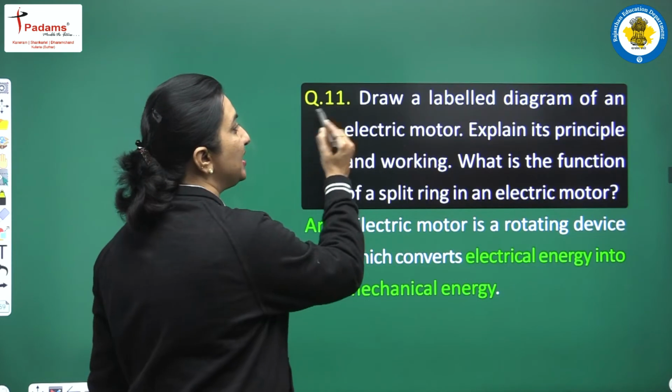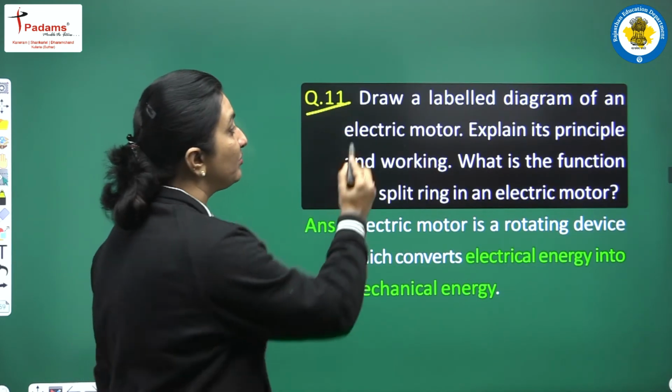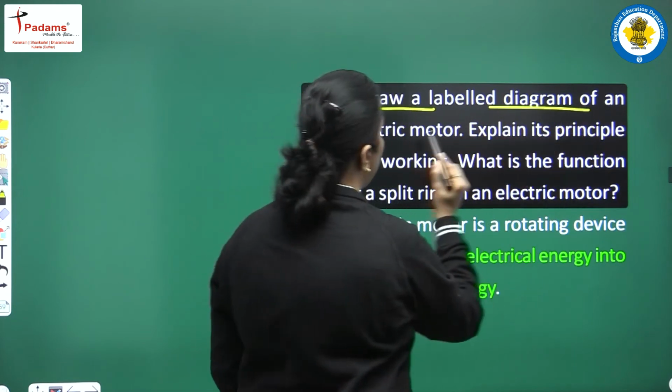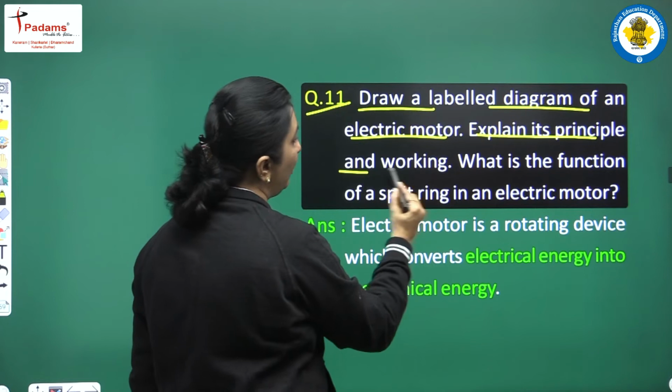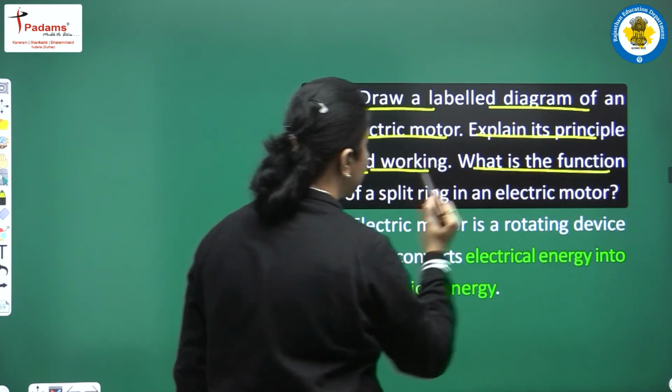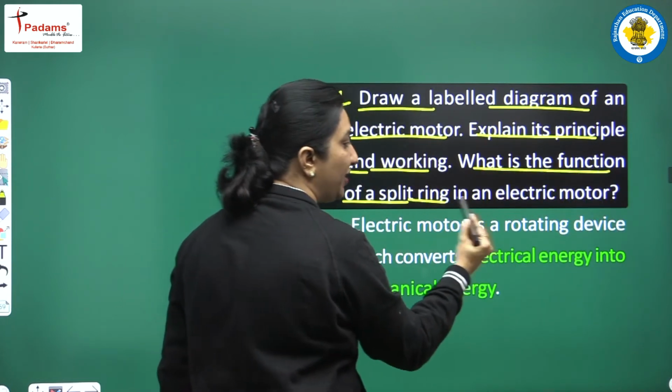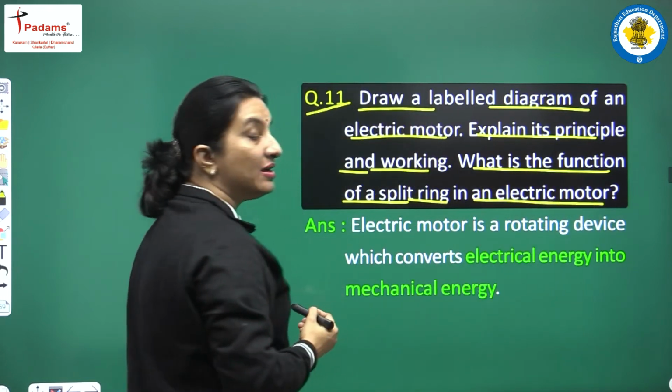The next question is question number 11. Draw a labelled diagram of an electric motor. Explain its principle and working. What is the function of a split ring in an electric motor?